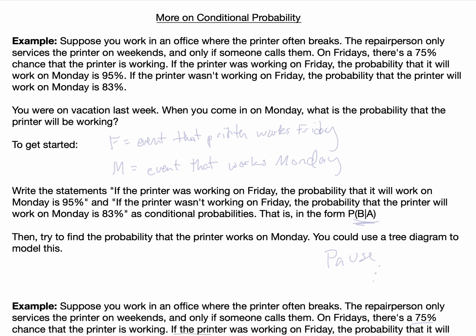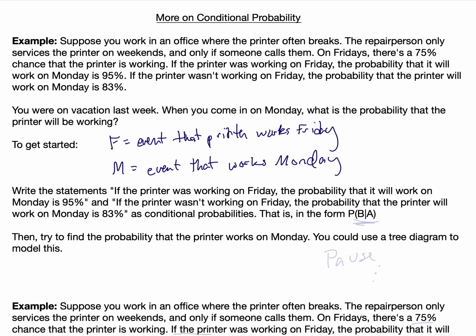So suppose you were on vacation last week, you come in on Monday, what is the probability that the printer will be working? To get started, let's name our events just so that we're all using the same letters. Let's say F is the event that the printer works on Friday, and M is the event that it works on Monday.